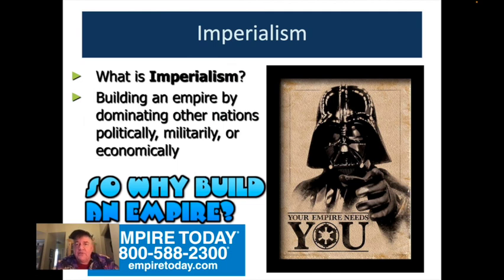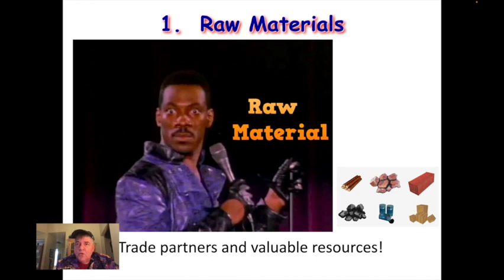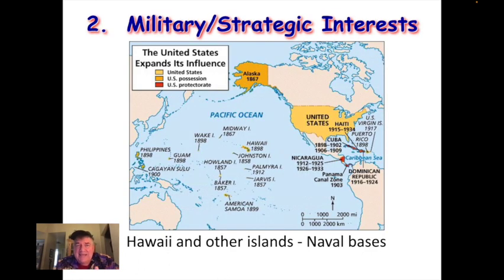Okay, for real. Why would you want to build an empire? Well, I'm going to give you three reasons. Reason number one, raw materials. Trading partners, valuable resources, gold, oil, gas, all of these different minerals that you may find. Lumber. All right, so next we got military or strategic interests. Look at all of the different naval bases that we have in the Pacific Ocean because we have these different islands. So we got all of that strategy going on for us.